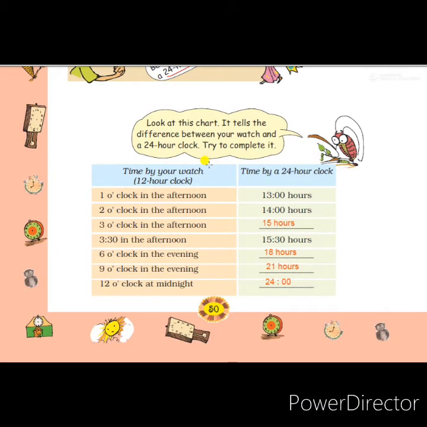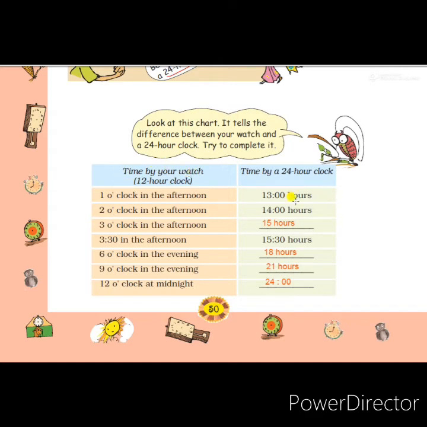Now look at this chart. It tells the difference between your watch and the 24-hour clock. Try to complete this chart, this table. Students, I already explained how to find the time on the 24-hour clock. To find the time on the 24-hour clock, whatever time is given in the 12-hour clock, add 12 hours along with that time.